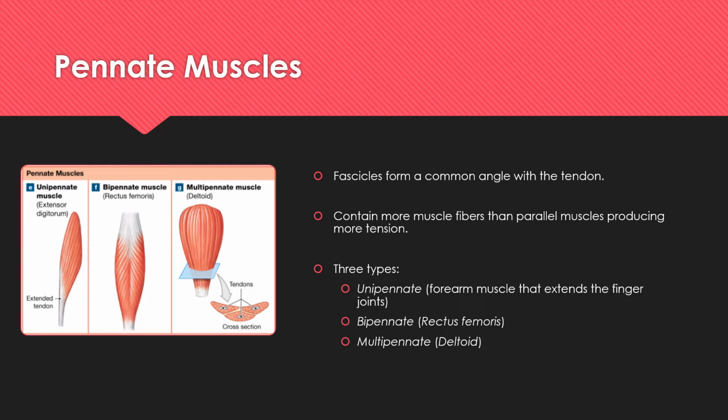All right, so a third type of muscles we have are the pennate muscles. These fascicles form a common angle with the tendon. These also contain a lot more muscle fibers than parallel muscles, producing more tension in the muscle. There are three different types that we see: the unipennate, the bipennate, and the multipennate. Looking at the diagram on the left, it shows you where each one of these is located. The unipennate muscle is located in the forearm, the bipennate muscle is located in your quadriceps, and the multipennate muscle is located in your deltoid.